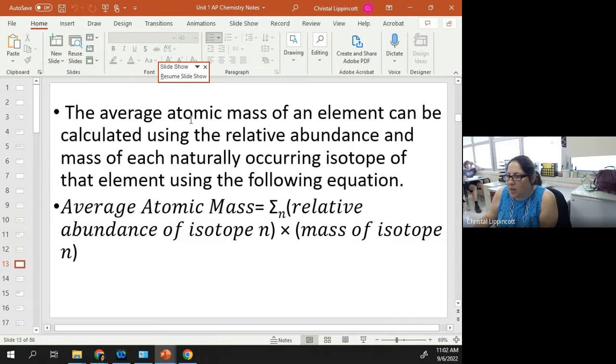The average atomic mass then can be calculated by using the relative abundance of the naturally occurring elements, and we're going to use this equation. Again, you're going to multiply the mass times the abundance of the isotope taken out of that percent form, and then you add those together. It's the sum of.